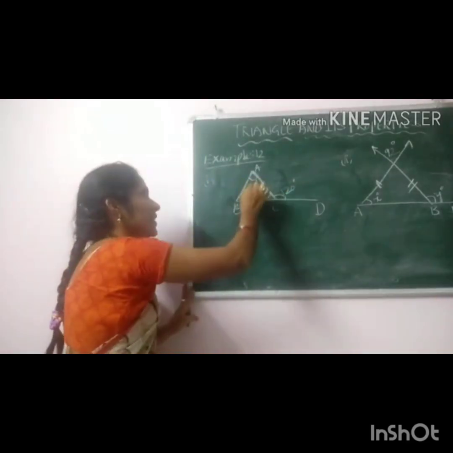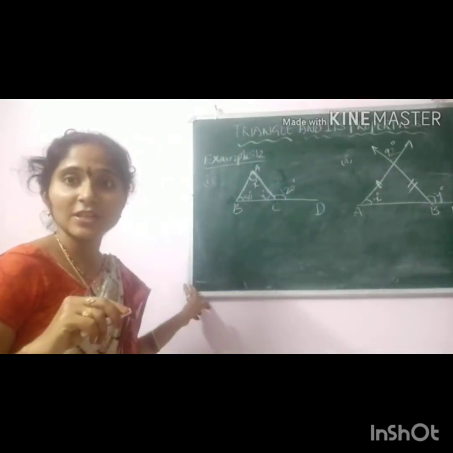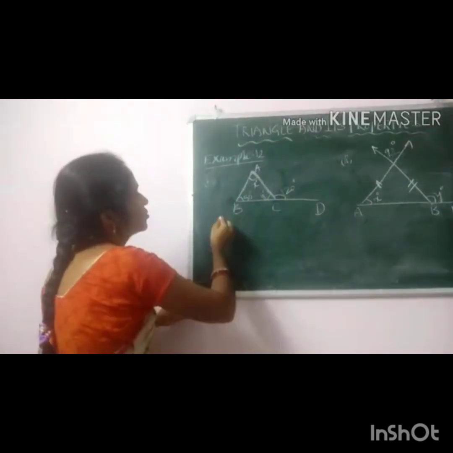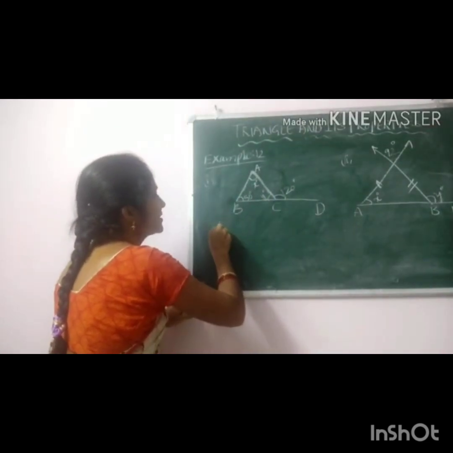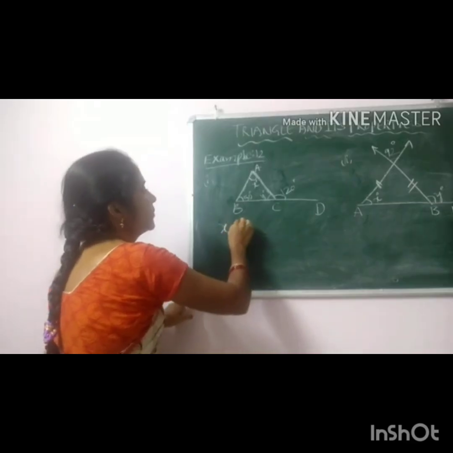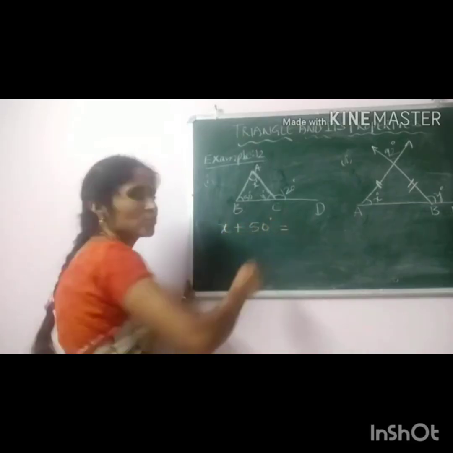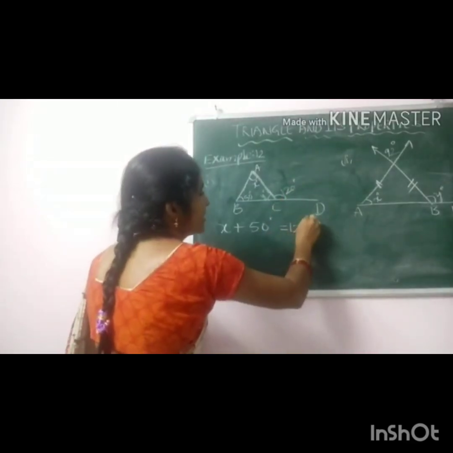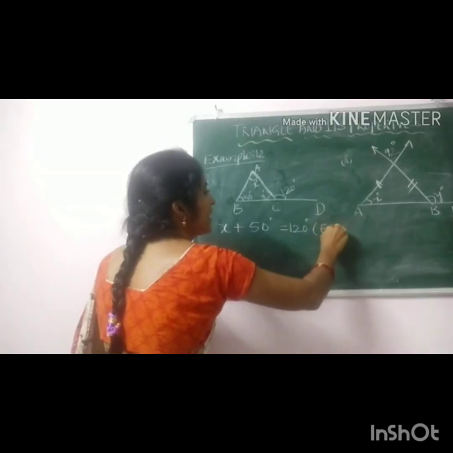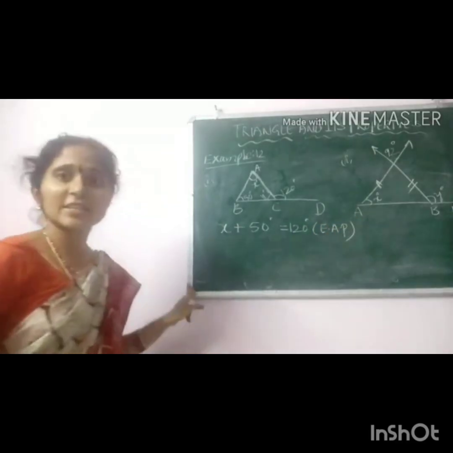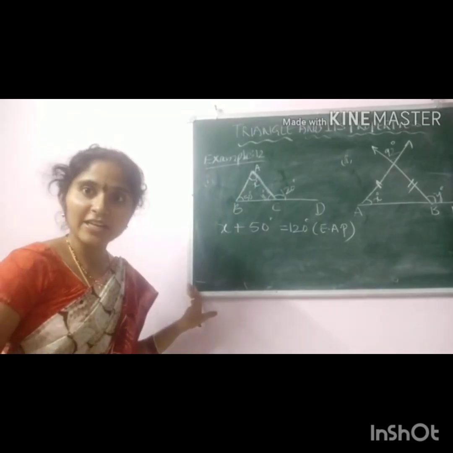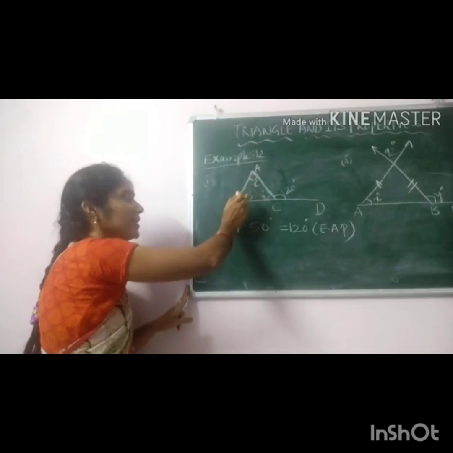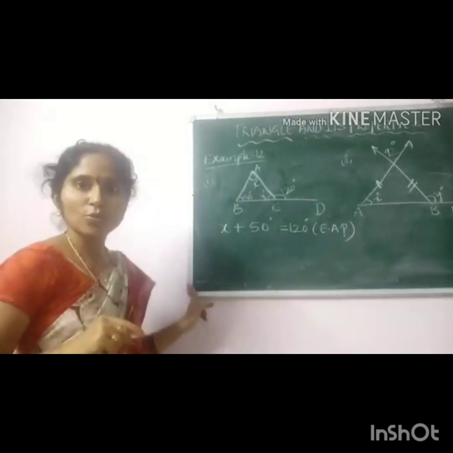Yes, this x and 50 are opposite interior angles to this exterior angle. So we should write angle x plus 50 degrees is equal to 120 degrees. Which condition did we use here? Exterior angle property of a triangle. What is the exterior angle property? The exterior angle of a triangle is equal to the sum of opposite interior angles. Here the opposite interior angles are x and 50. Angle A and angle B are opposite interior angles.